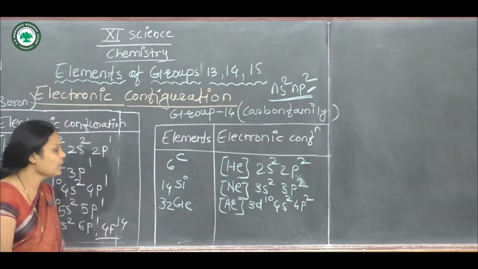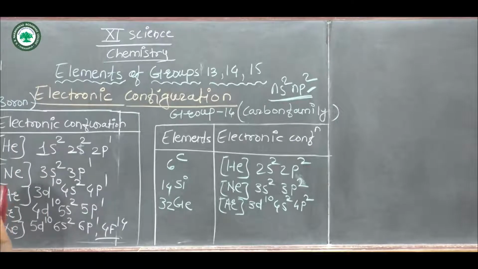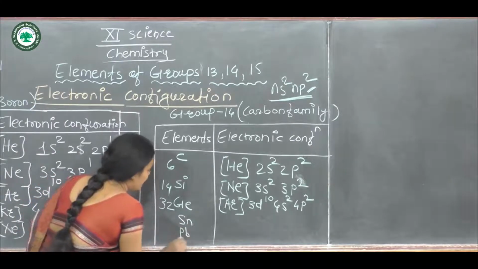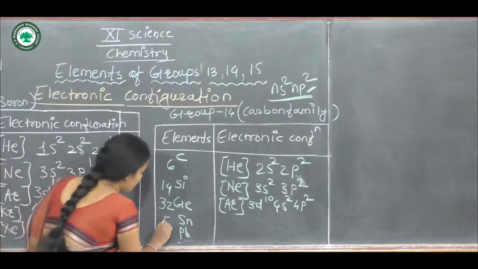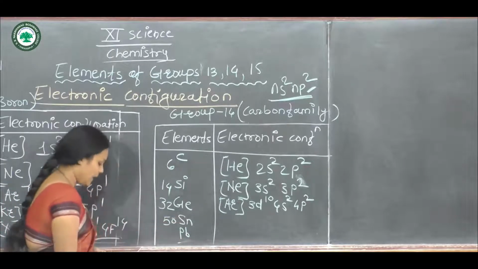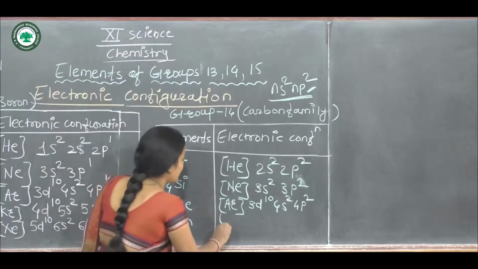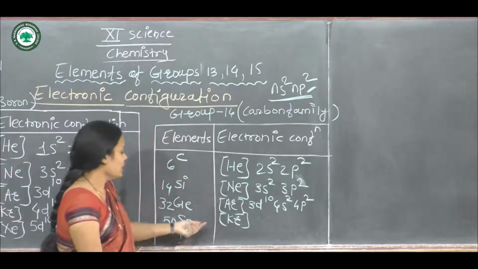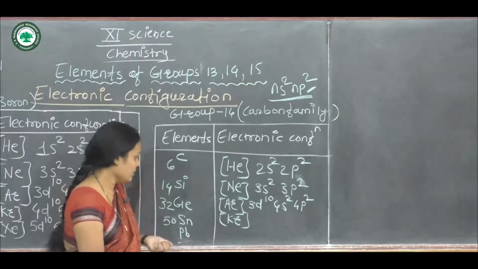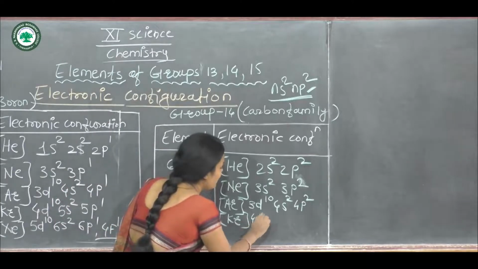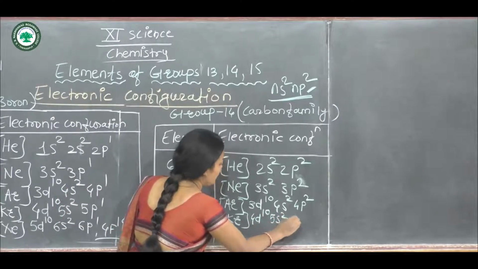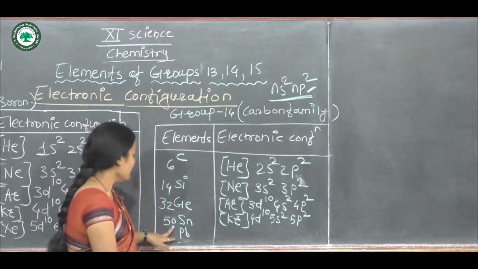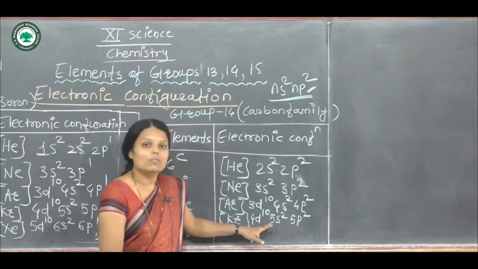Now the next element in that family is tin, and the last one is lead. Tin, its atomic number is 50. It's represented by krypton. We know that krypton's atomic number is 36. Now here is 4d10, 5s2 and 5p2. This is the electronic configuration of tin. 4d10, 5s2, 5p2.